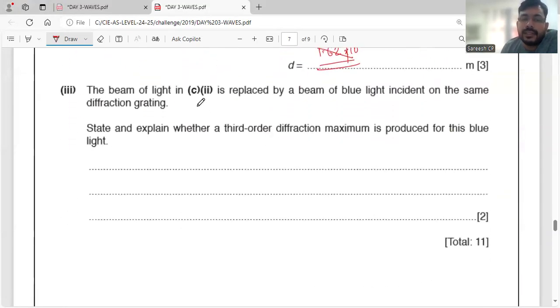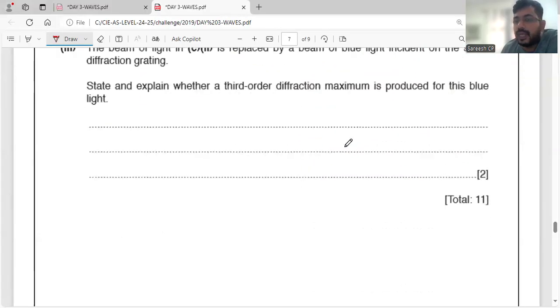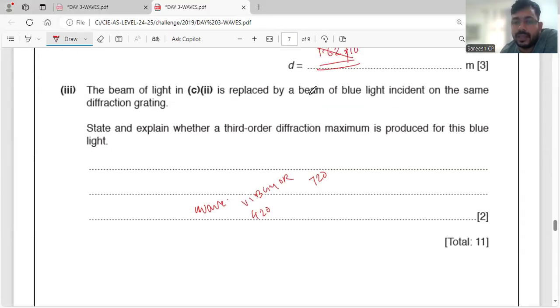The beam of light in C2 is replaced by a beam of blue light incident on the same diffraction grating. State and explain whether the third order diffraction maximum is produced for this blue light. When you talk about blue light, the wavelength of visible light is basically from 420 nanometers to 720 nanometers. Now this is about 630, and the blue light's wavelength will be even less.